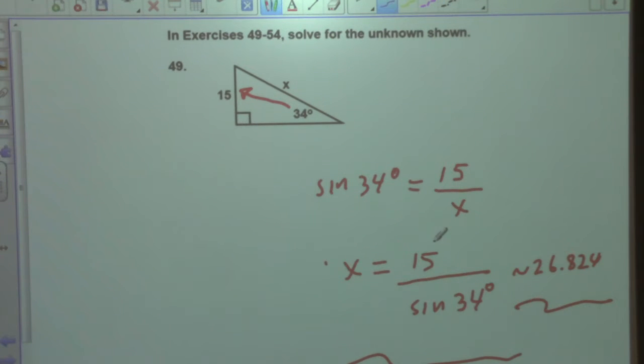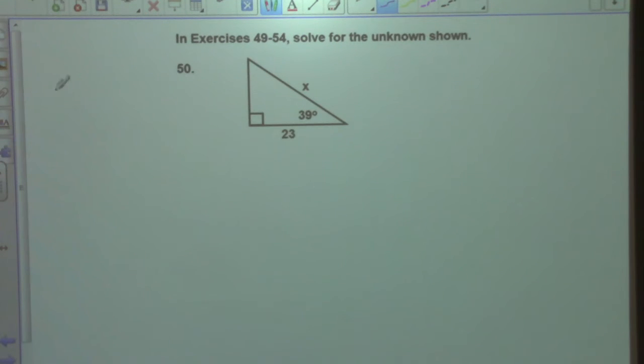Wasn't Elizabeth confused about it though? Yeah, I think she was a little bit. Let's go ahead and look at number 50. I want you to work it out, and I'll choose somebody.